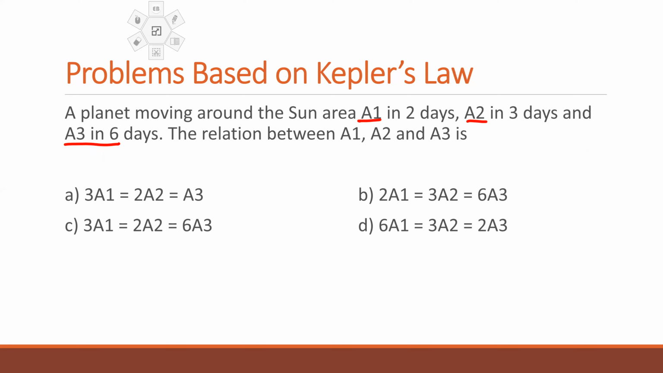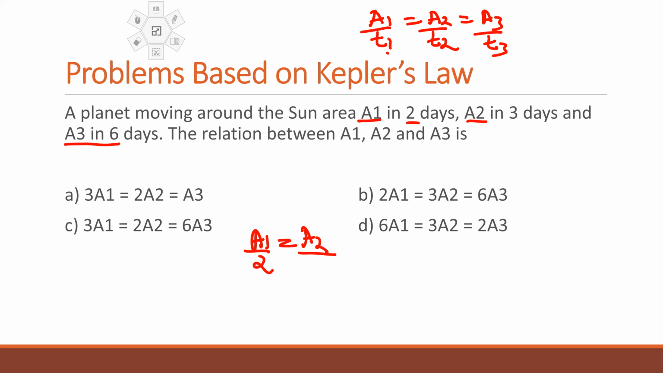It is purely based on the aerial velocity. Now use the equation A1 divided by T1 equal to A2 divided by T2 equal to A3 divided by T3. A1 is covered in 2 days, so I can write A1 divided by 2 equal to A2, which is covered in 3 days, divided by 3, equal to A3 divided by 6 days. Now take the LCM of it. The LCM is 6.